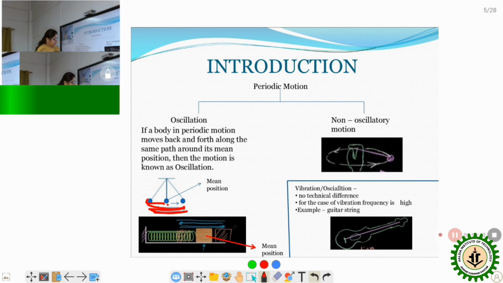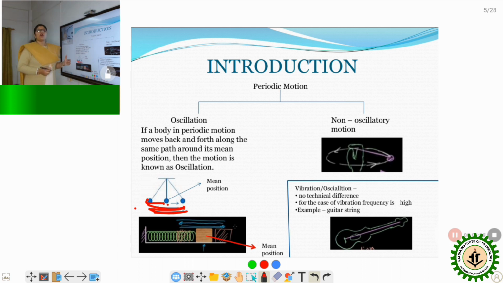So you can see the motion is back and forth around its equilibrium position, right? It is moving in the left direction and the right, left and right. That means there is a back and forth motion around the equilibrium position. This type of motion is called oscillation.